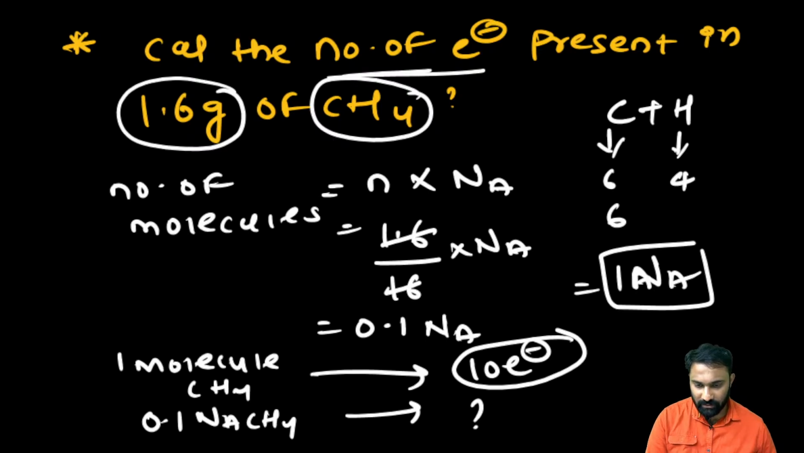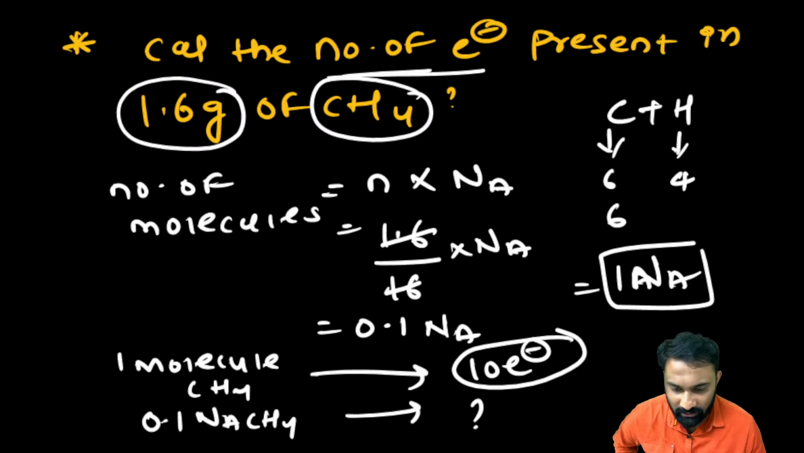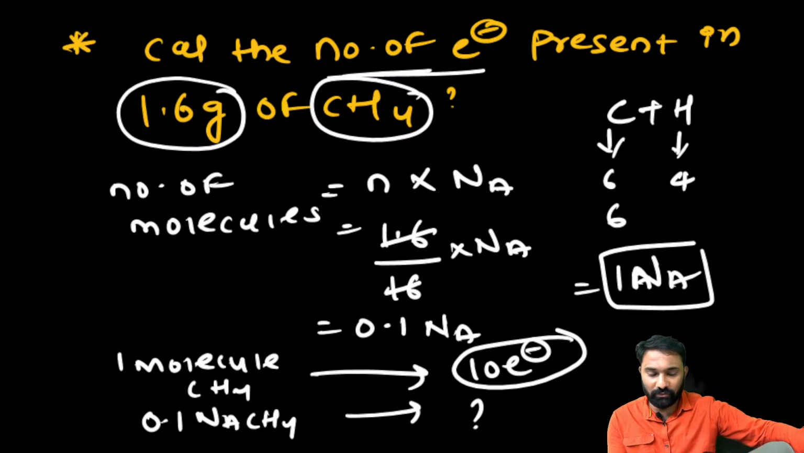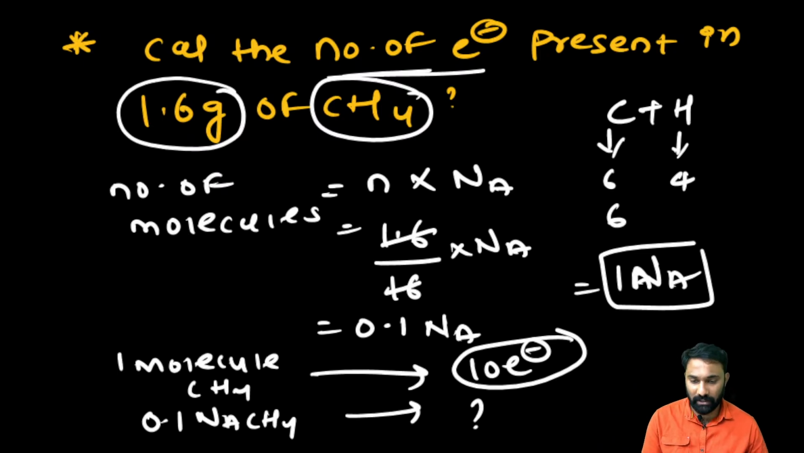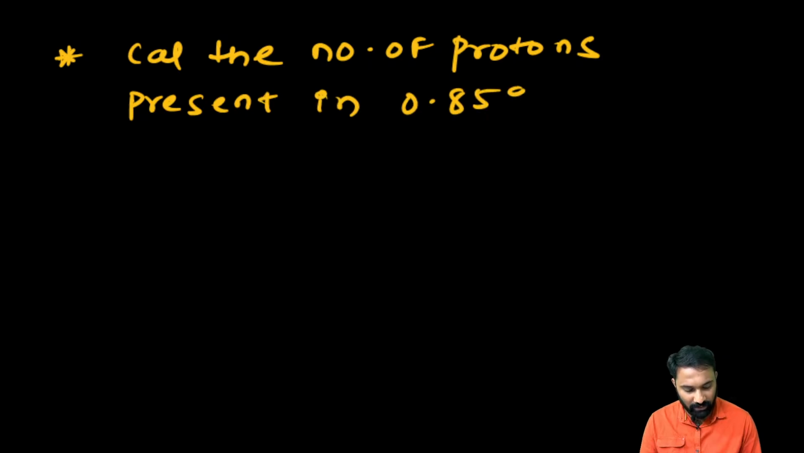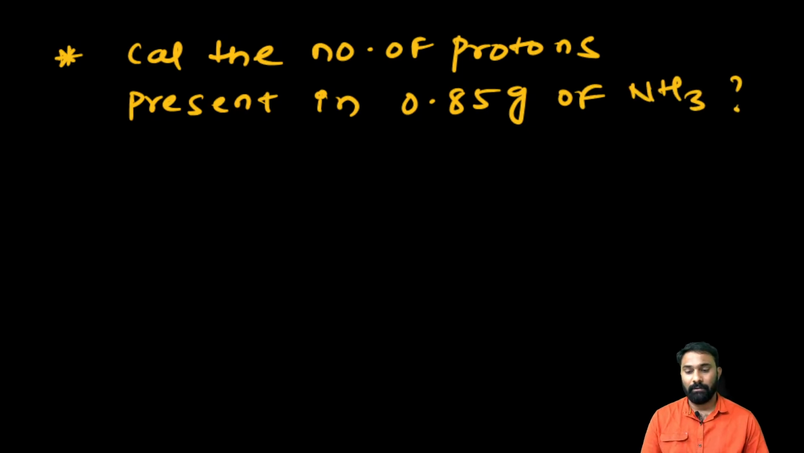Next question. It is somewhat tricky. My dear friends, don't get confused. Now try to find the molecules first. In those molecules, how many are they asking? Now you have to find. Next question, based on this only: calculate the number of protons present in 0.85 gram of NH3.